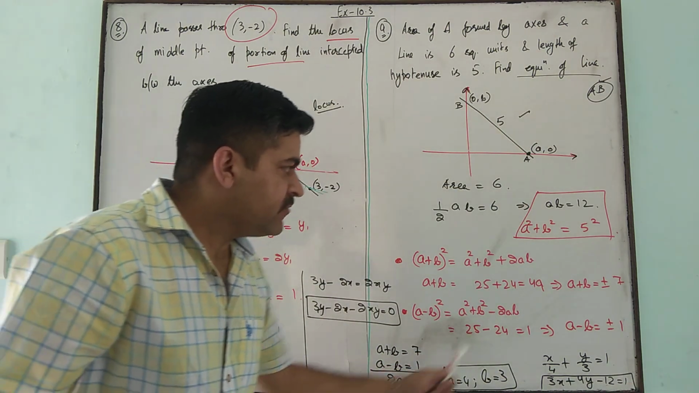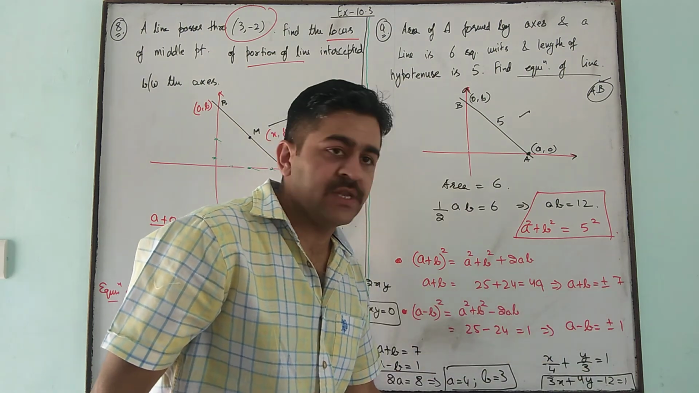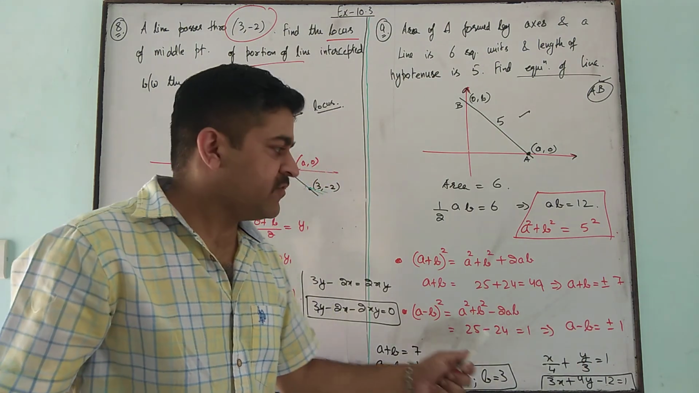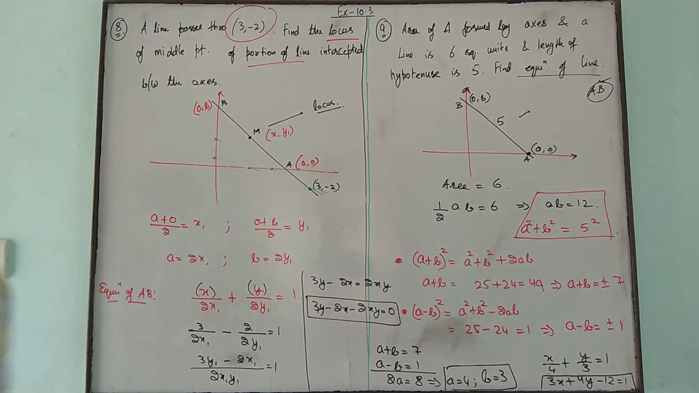I have considered only one case, when A plus B is 7 and A minus B is 1. If A plus B is minus 7 and A minus B is 1, in that case you solve and find. So we will get 4 equations like this. Write it down.